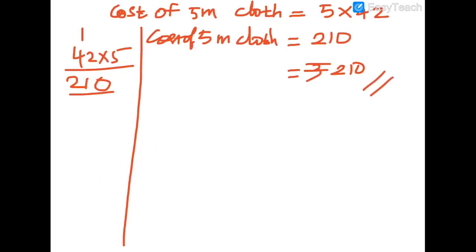So the cost of 5 meter cloth is 5 into 42. Simply we have to multiply that. 2 fives are 10, 4 fives are 20, plus 1 is 21. So 210 rupees. Right answer. Okay, next problem, we will move to that.